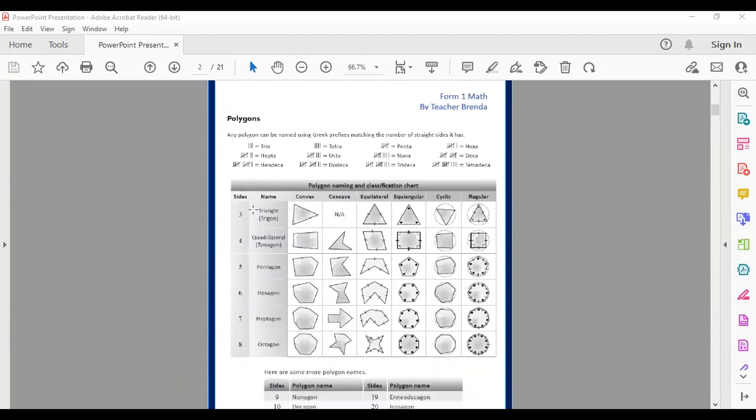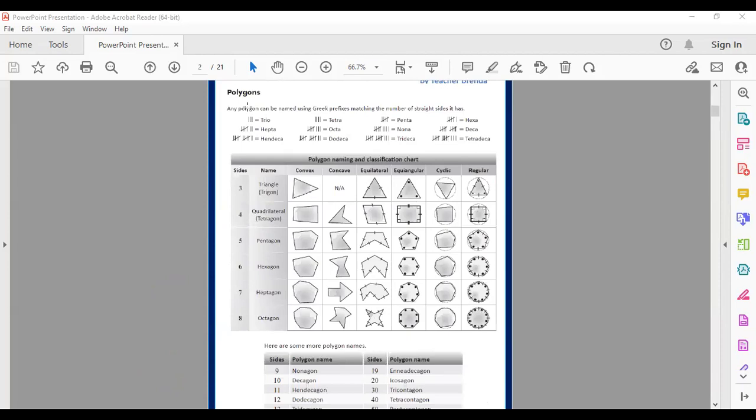Guys, move on to page 2. Some important terms here, some Greek words. You learn history, you learn Roman civilization and Greek civilization. These things all came from them. If you hate maths, go and throw stones at them. Who asked them to create all these?